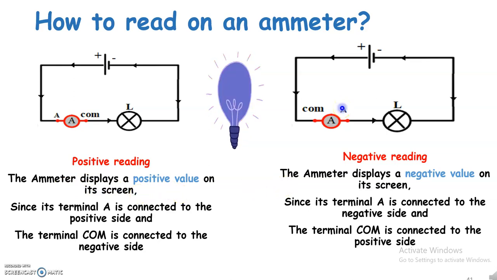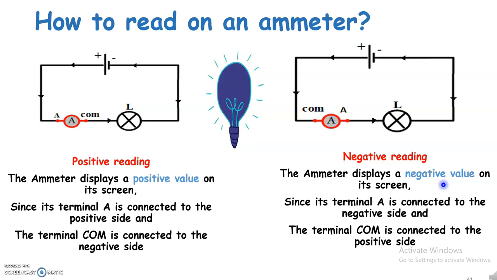This is not the case here. In this diagram, the COM, which is the negative born of the ammeter, is connected to the plus of the battery, and A, which is the positive born of the ammeter, is connected near to the negative born of the battery. So I didn't respect the polarity of the ammeter. The ammeter will display a negative value. For example, I equal here minus 3 ampere. I represents the symbol of the ammeter.